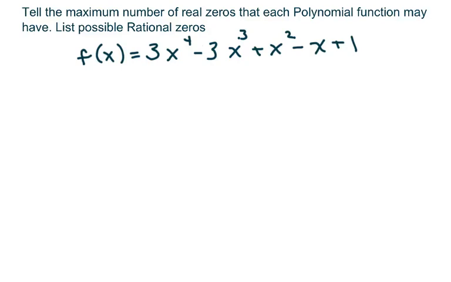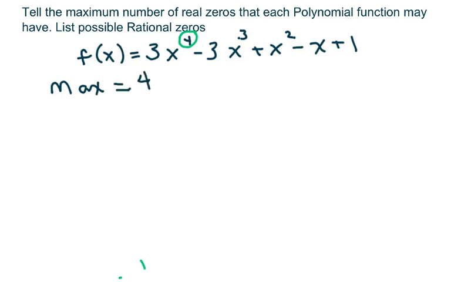Hi everyone, we're going to tell the maximum number of real zeros that each polynomial function may have, and then we're going to list them. And I'm doing, I believe, 6 of these. So basically the maximum number of zeros is dependent on your degree. The degree of this polynomial is 4. So our maximum number of zeros is going to be 4.